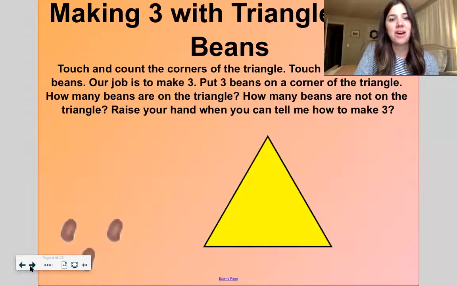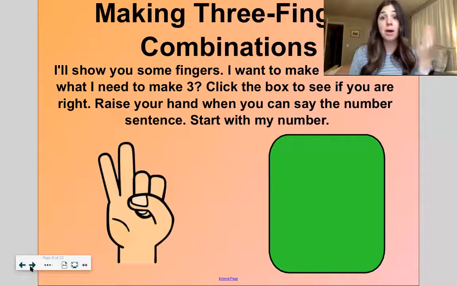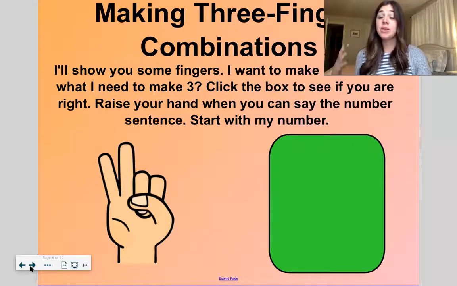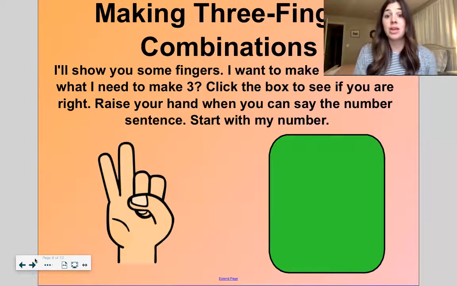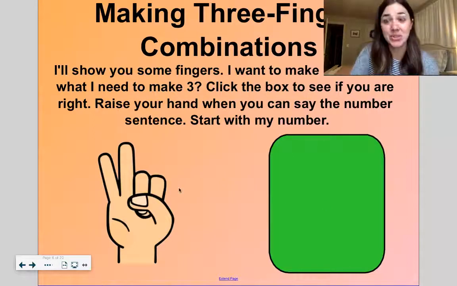We are going to start off with making 3 finger combinations. So I will show you some fingers. Some will have 2, 3, 0, 1. And you will tell me how many more fingers I need to make 3. And we'll click this rectangle green box here, and we'll see if we're correct. All right, so we'll do this one as a sample, and then we'll go on to the real game.